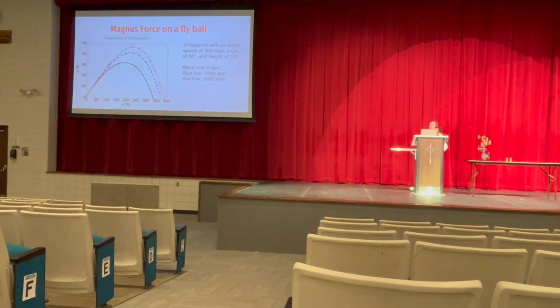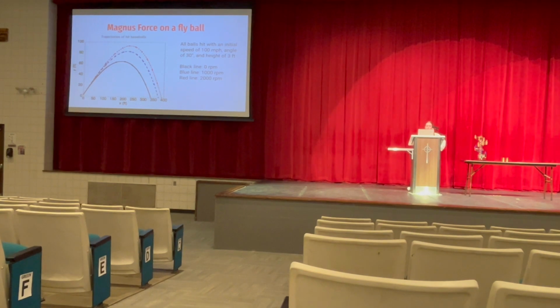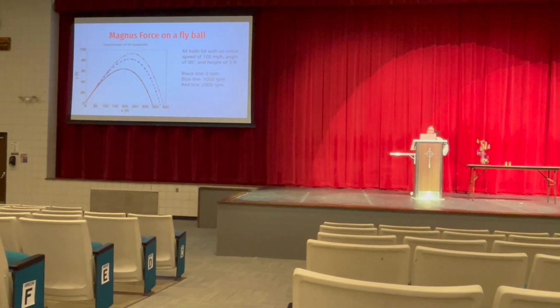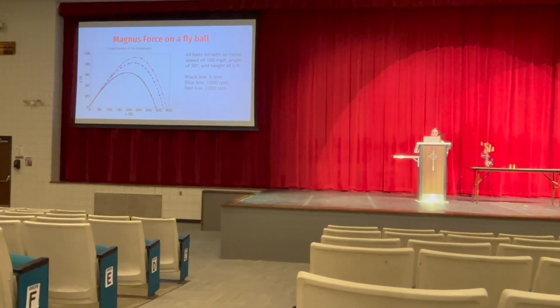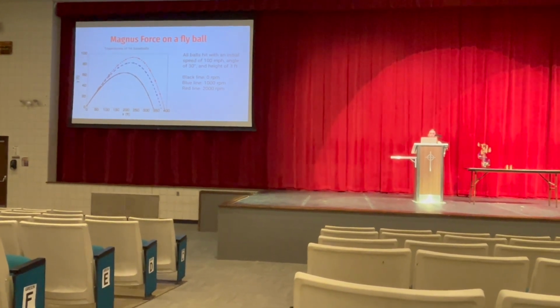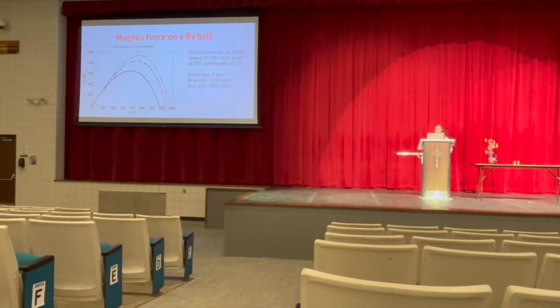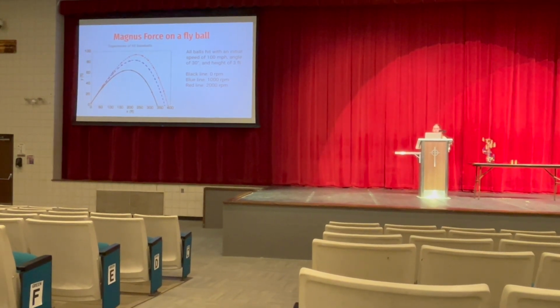Next. So you can see in this graph the trajectories of hit baseballs, and they're all hit with an initial speed of 100 miles per hour with an angle of 30 degrees and 3 feet off the ground. And you can see that with the more spin they have, the higher they go in the air and the longer they stay in the air.